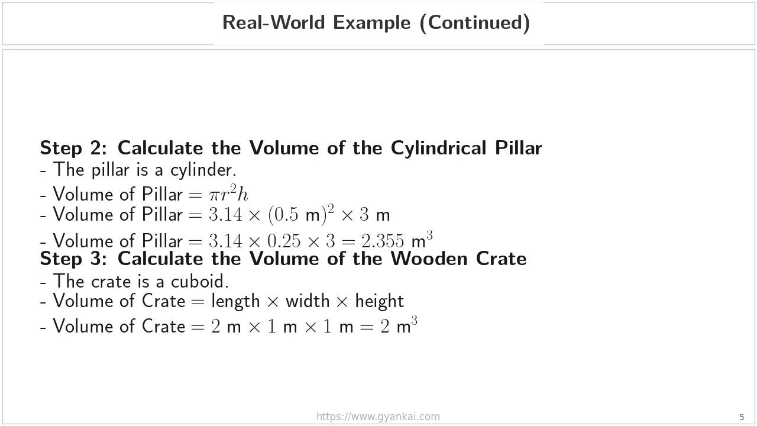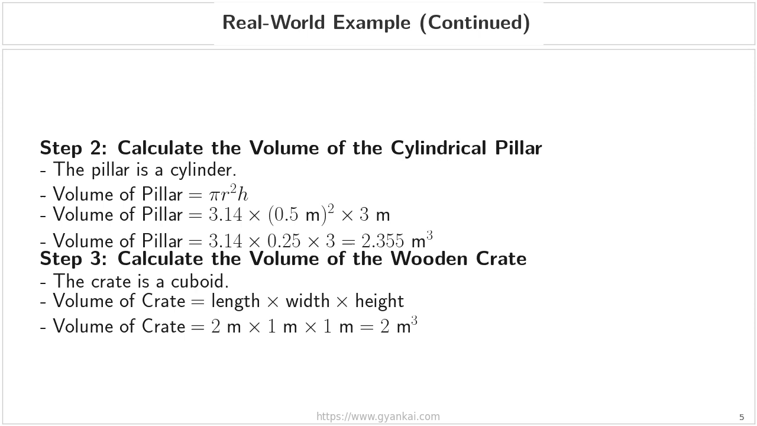Next, let's look at step 3, where we calculate the volume of the wooden crate. This crate is a cuboid, so we use the standard formula, length times width times height. Using the dimensions provided, we multiply 2 meters by 1 meter by 1 meter, which gives us a volume of exactly 2 cubic meters.